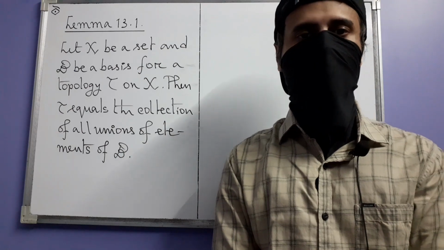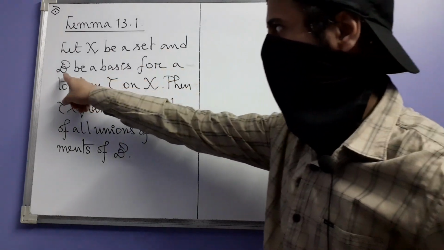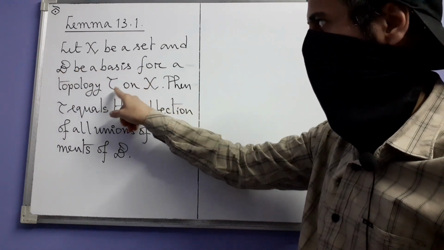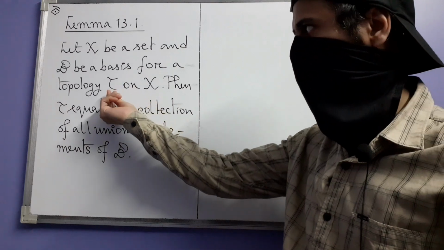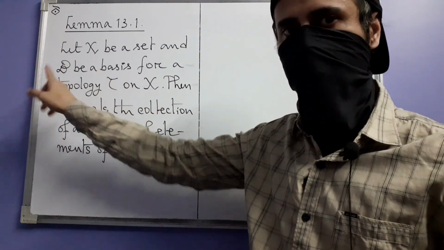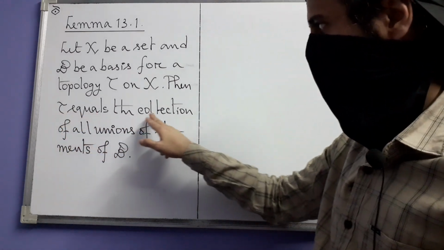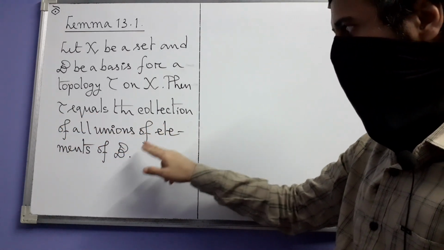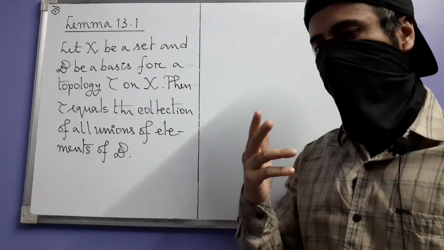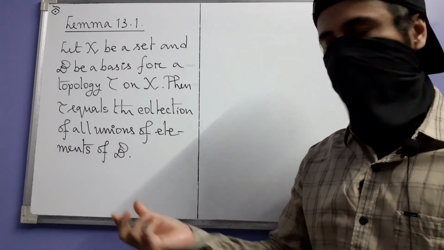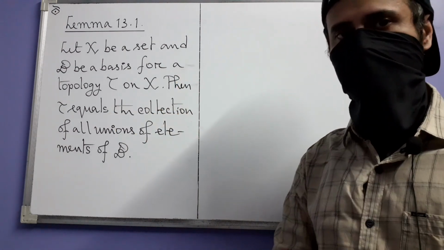We are going to see two lemmas. The first of which is this. Let X be a set and B be a basis for a topology tau on X. That means X actually is the topological space with topology tau which has this B as a basis. Then the topology tau equals the collection of all unions of elements of B. That means if you collect all possible unions of elements coming from B, then that collection will equal tau.